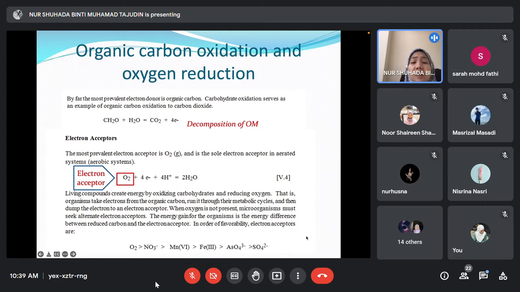Carbohydrate oxidation serves as an example of organic carbon oxidation to carbon dioxide. So CH2O, which is the organic carbon, with the addition of water, meaning there is air and water, will produce 4 electrons. That's why you cannot accelerate the process of decomposition. How do you accelerate the process of decomposition? That is by tillage activity.